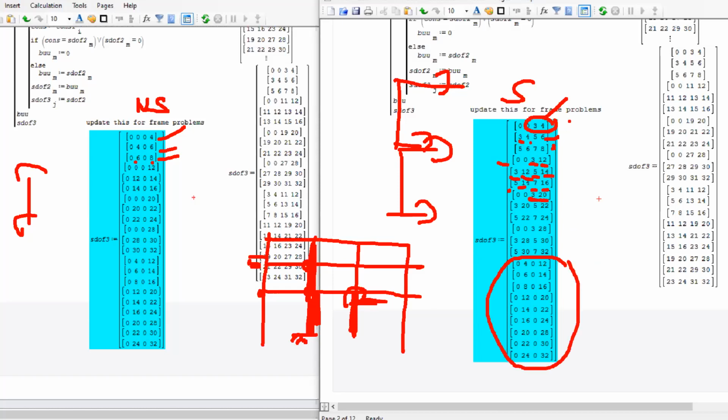Okay, so to be consistent now: member 1, member 2, member 3, member 4, 5, 6, 7, 8, 9, 10, 11, 12. Because our girder started at member 4, 13 all the way to 21. Okay? So that should be consistent.